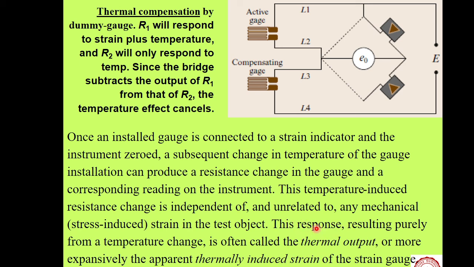Then this thermal effect can be taken care of by using this dummy gauge, or actually the compensating gauge. If there is a magnetic field or other source which is inducing some gauge current, that will get compensated by such an arrangement.